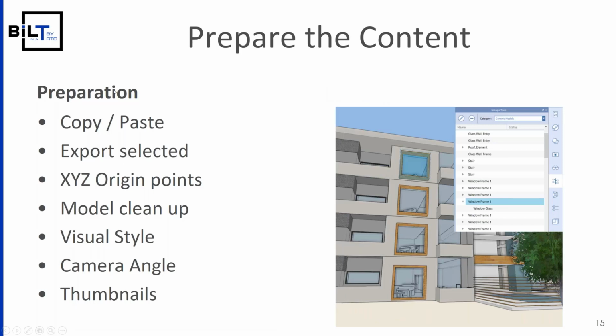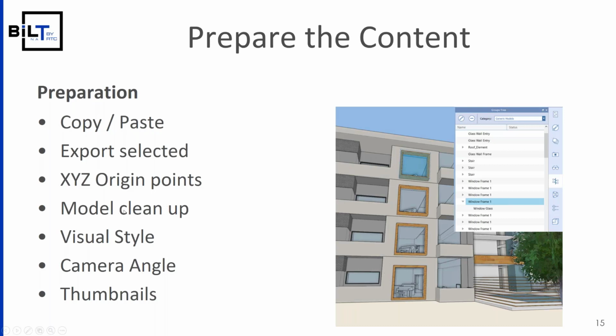First is kind of a preparation step where we'll copy the geometry out of the design model and paste it into a new file, a blank file. There's another way to do that called export selected. So we'll look at both of those, and then we'll hit the XYZ origin points, because that's probably the first thing you need to get correct as you're cleaning up design models, as you're cleaning up stuff and making it content.